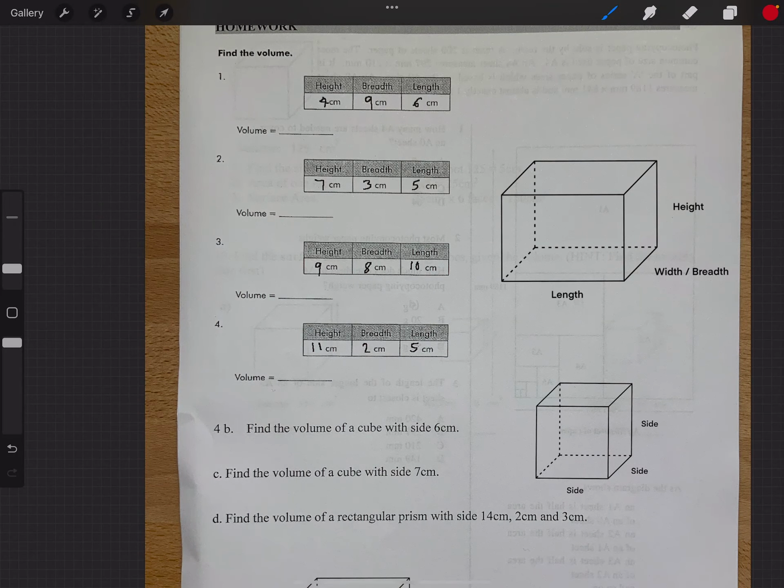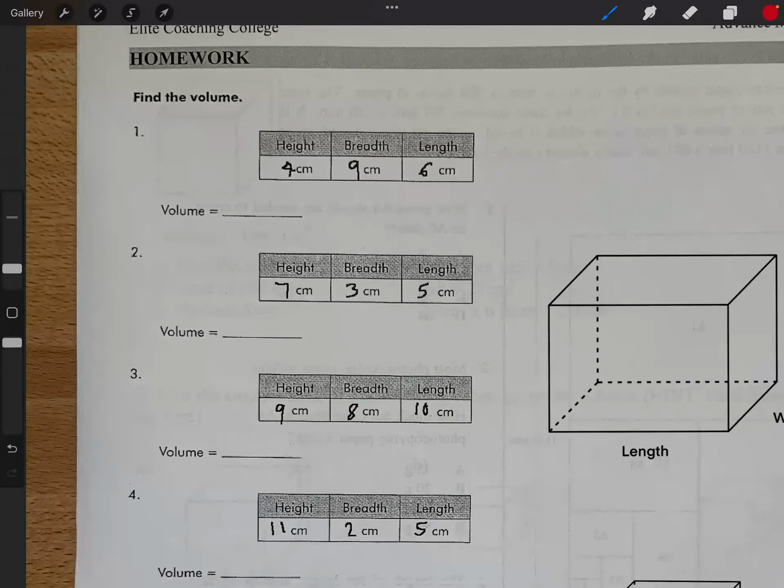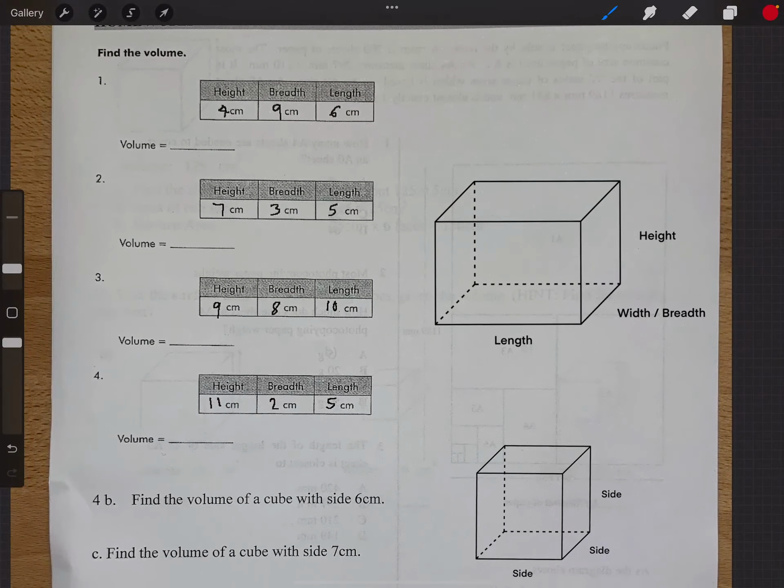Question 1 says find the volume of a shape that has the height is 4 centimeters, the breadth is 9 and the length is 6. Now when you're given something like this, you can assume that the shape is going to be a rectangular prism. Okay, so to find the volume of a rectangular prism, we just multiply the length by the width times the height. So that means now the width can also be labeled as the breadth. So sometimes they say breadth, sometimes they say width, it's the same thing.